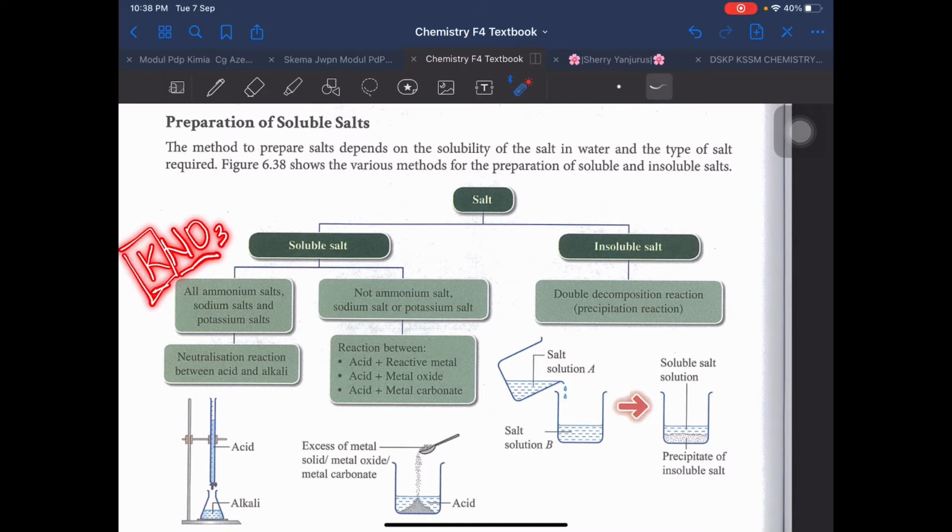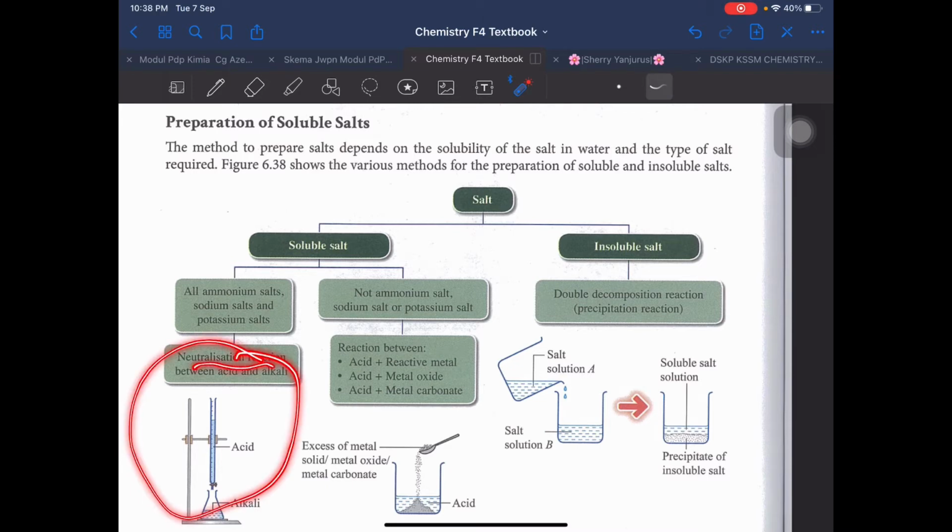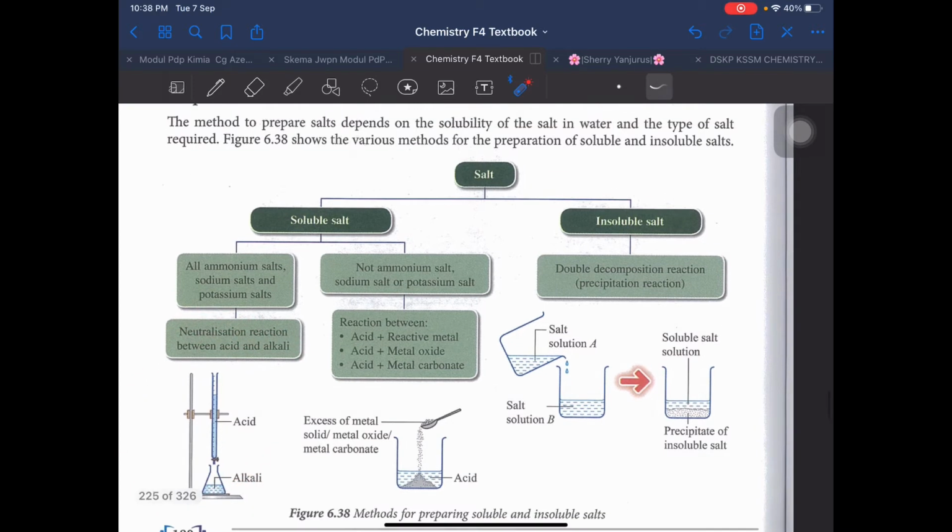Look at this salt here. This is nitrate salt. Di depan nitrate ada potassium, kan ada K. Jadi dia adalah golongan kumpulan SAP, ada potassium. So if you see ada potassium kah, ada sodium kah, ada ammonium kah, you need to use this method, neutralization reaction. Gunalah neutralization between acid and alkali.